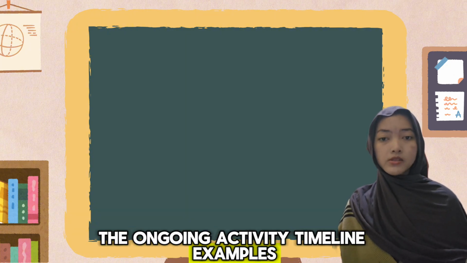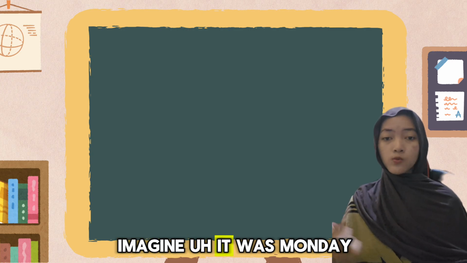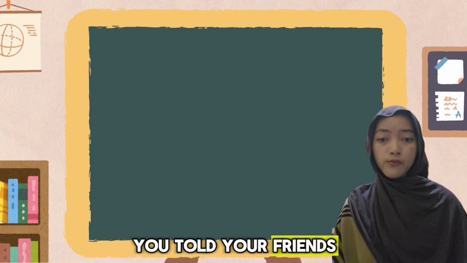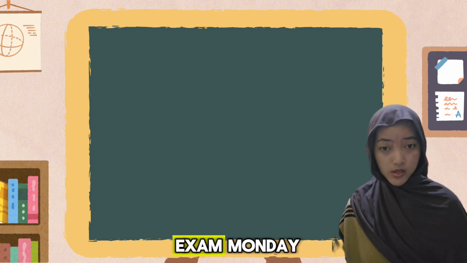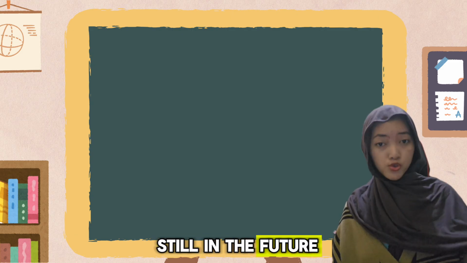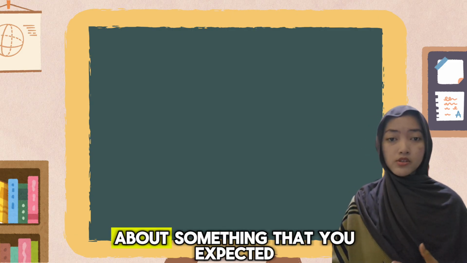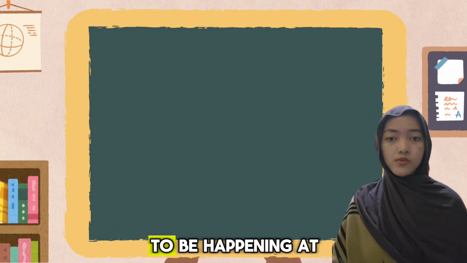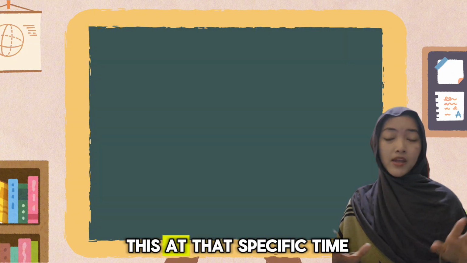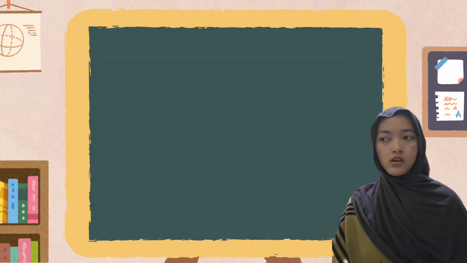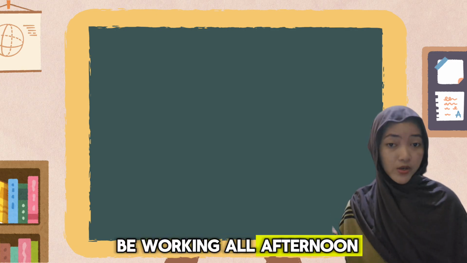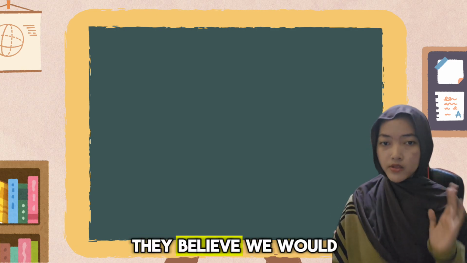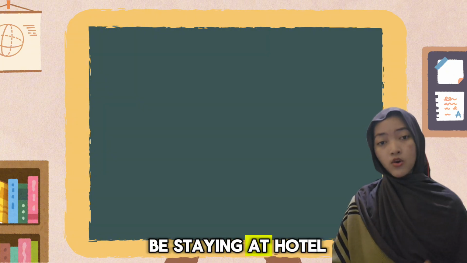Timeline example. Imagine it was Monday. You told your friends, tomorrow at 8 p.m. I would be taking my English exam. Monday to Tuesday evening was still in the future. You were talking about something that you expected to be happening at that specific time. More examples. She said she would be working all afternoon. They believed we would be staying at a hotel.